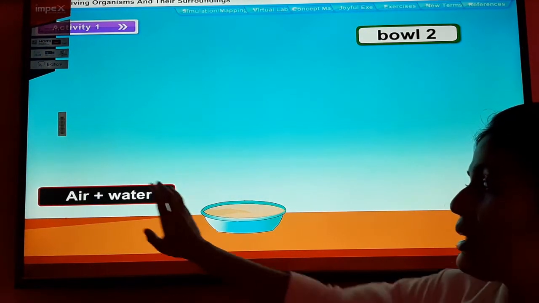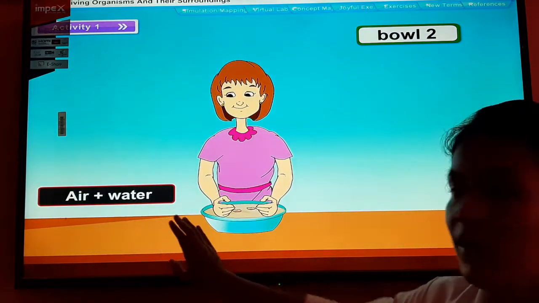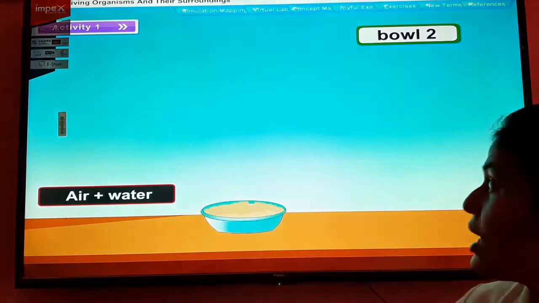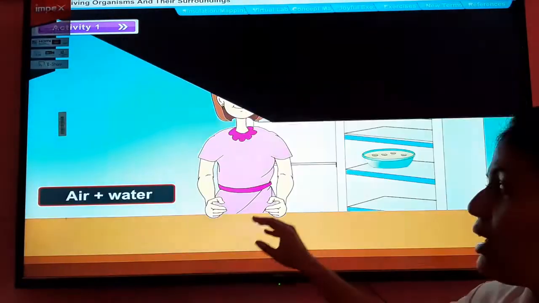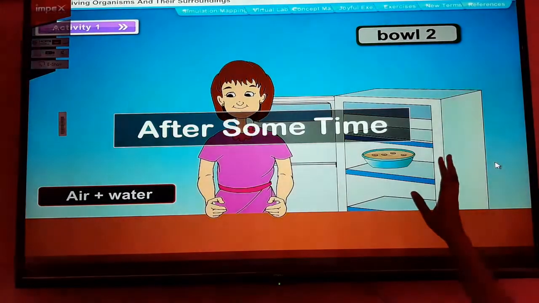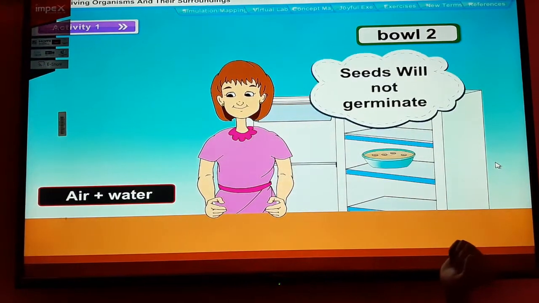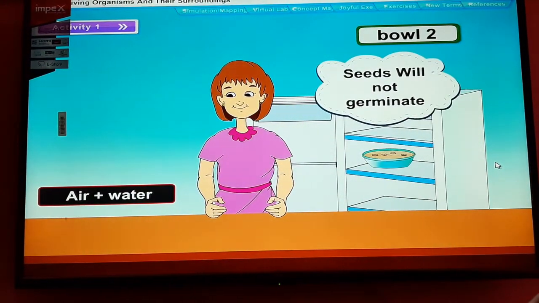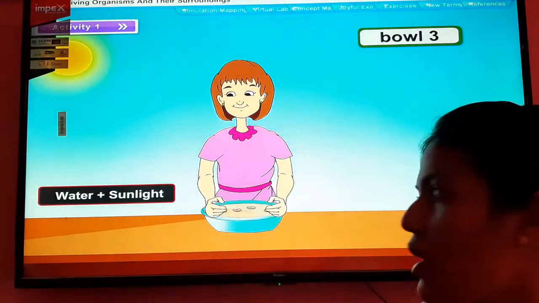Secondly, we are taking the soil with air and water and we are putting the seeds. And we are adding the water also. Then what happens? We put it in the refrigerator. Now what happens after some time? The seeds will not germinate, isn't it? If you put it in the refrigerator, that is without sunlight, seeds will not germinate.